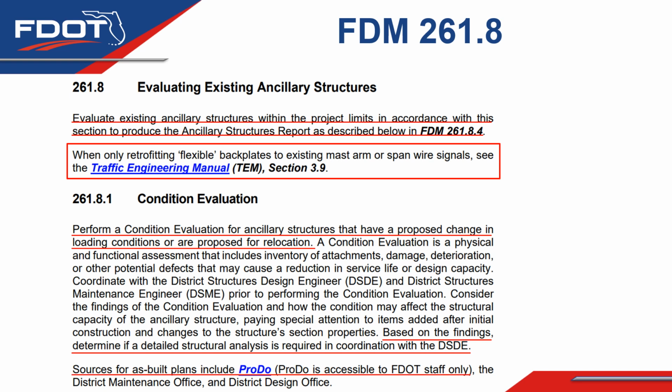Also, when you're looking for as-built plans, we do have a new resource called Prodo. It's a product documentation tool that is only accessible to FDOT staff. If you're working on a project and need to find an as-built plan, this may be an easy way to locate it based on a GIS system. Otherwise, you can still obtain those records from the district maintenance and the district design offices.